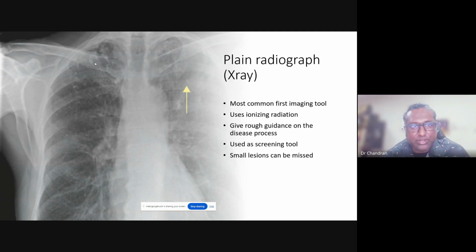It's okay if you don't understand that, but when you look at the report, we always mention nodules and lesions, and I will come back to this later to explain what is a nodule, what is a lesion, and all those things. Right? So this is basically what a plain radiograph is. It's a screening tool. So you can do a plain radiograph and miss small lesions, which can be picked up by CT scan.